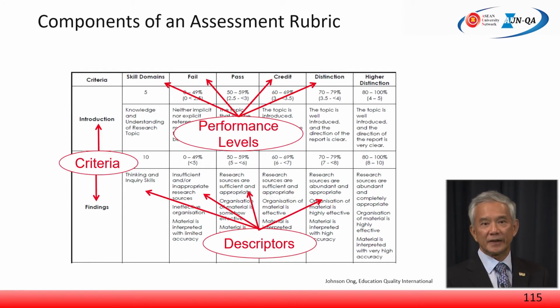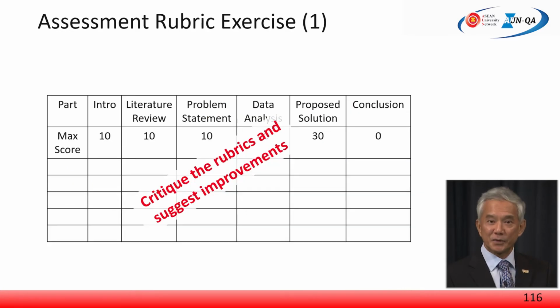This is a generic example of an assessment rubric. What are the criteria, or what is assessed? There are the various levels of performance, and there is the description of what each level is. The next 3 slides are 3 examples of assessment rubrics.